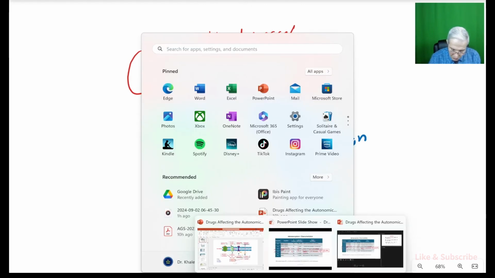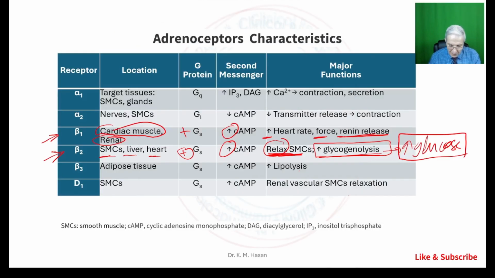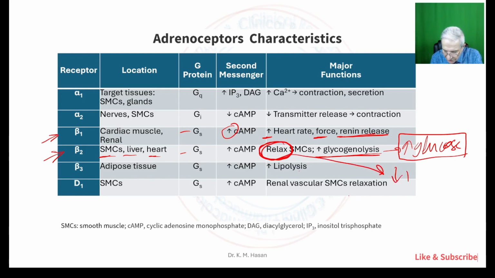So let me go back to the slide again. As you can see here in this slide, we have the beta 2 receptor, and the beta 2 receptor will lead to vasodilation, relaxation. What do you think? Decrease peripheral vascular resistance and decrease blood pressure. So again, activating the beta 2 receptor will decrease blood pressure.